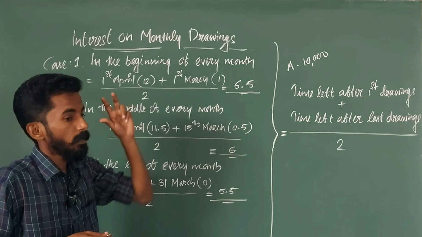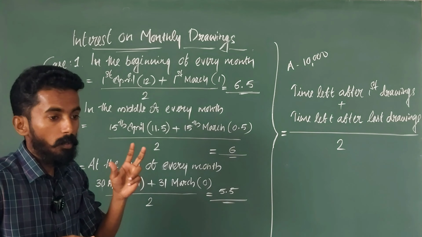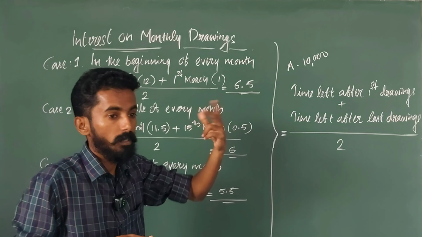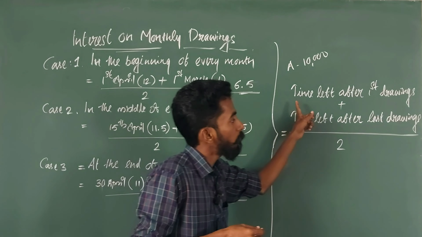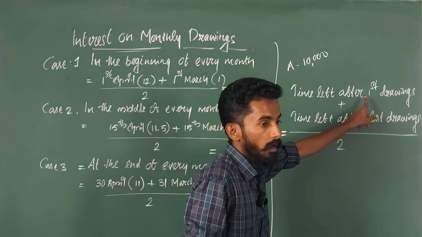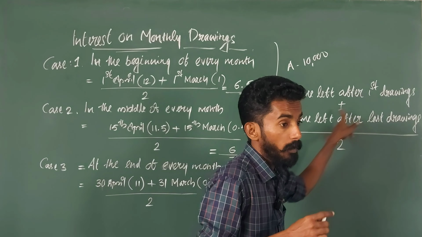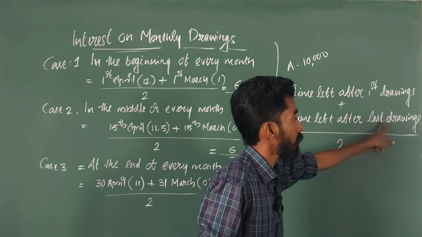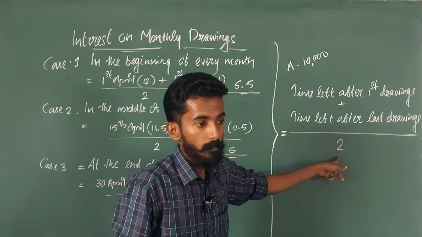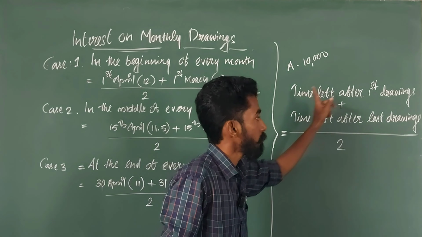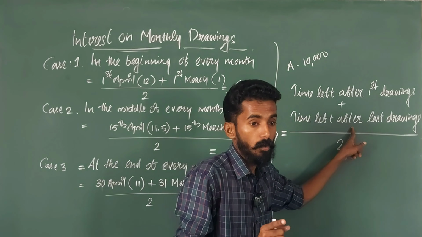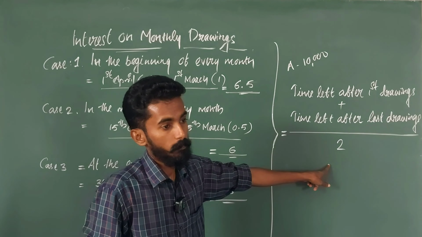The reason is, see, whenever you are going to calculate interest on drawings on monthly basis or quarterly basis, this is a formula you have to keep in mind. What is the formula? Time left after first drawings plus time left after last drawings by 2.